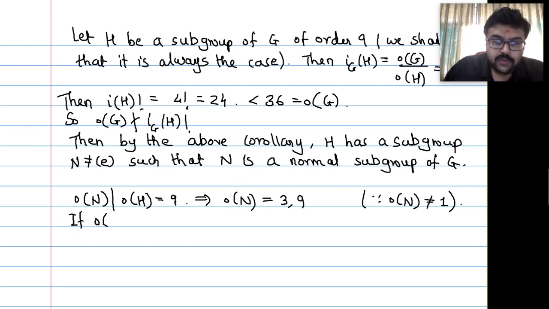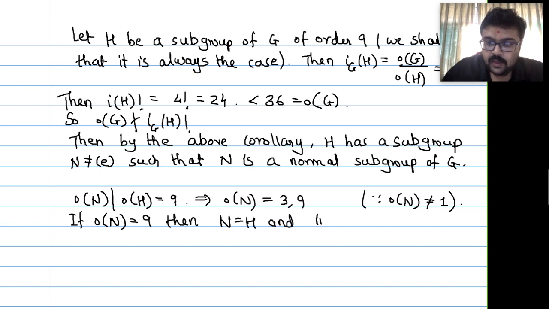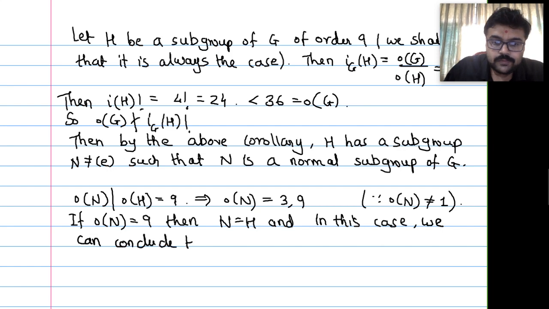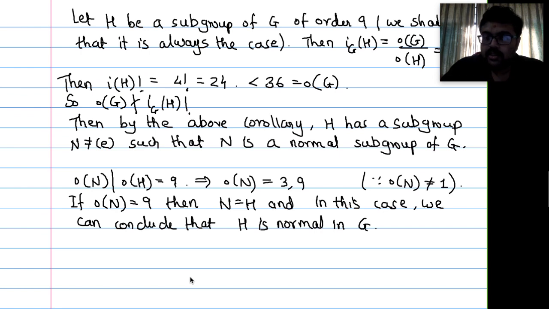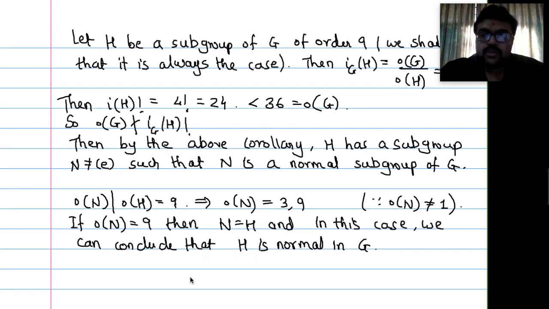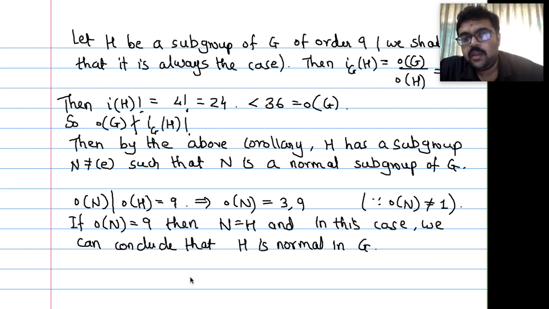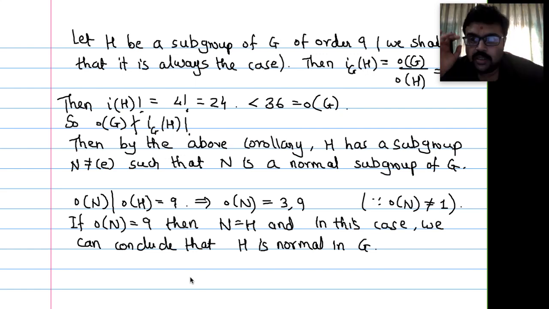So if the order of N equals 9, then N is a subgroup of H of order 9, and H also has 9 elements, so then N equals H. And in this case we can conclude that H is normal in G. So if the order of N is 9, then N equals H. So N and H are the same, and N is normal in G, so H is also normal in G. But otherwise, we cannot say whether H is normal in G or not.